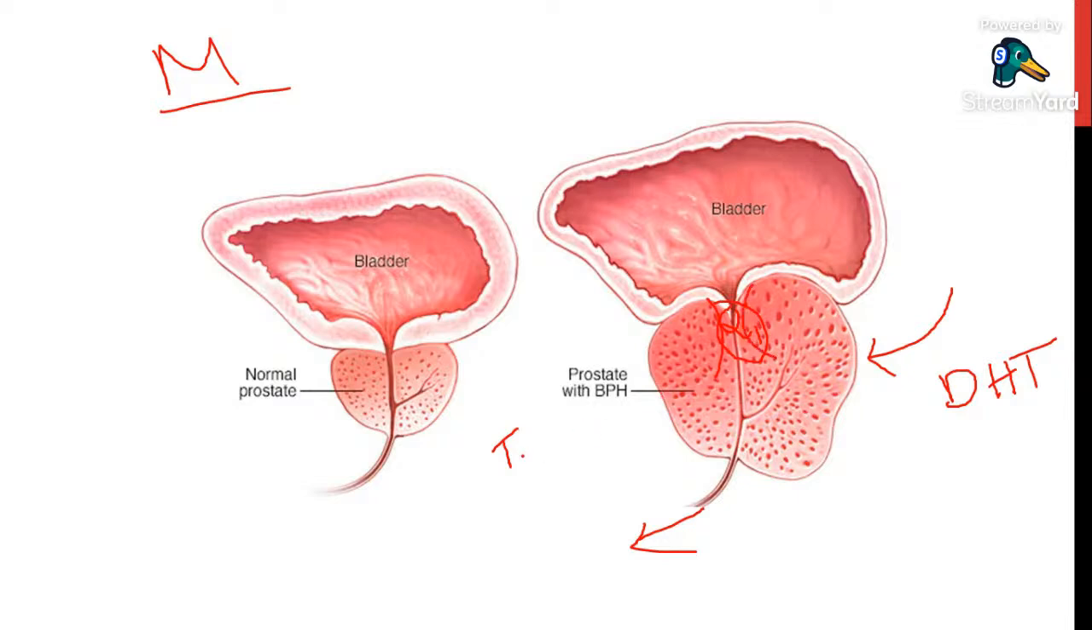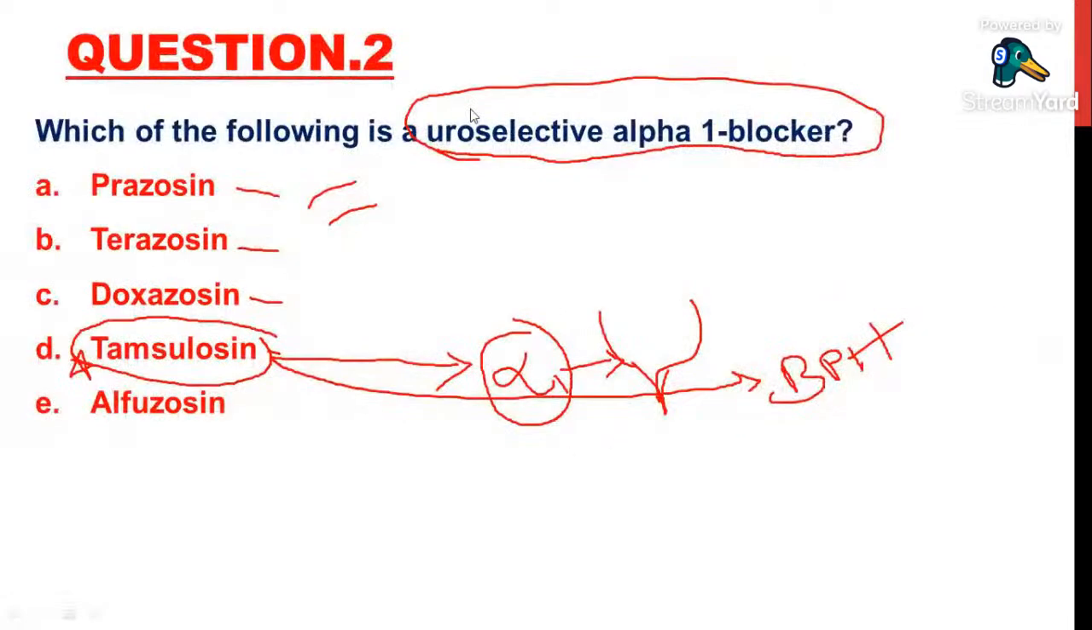And along with tamsulosin, we use dutasteride, which will inhibit the 5 alpha reductase enzyme, and by that it will decrease the activity of dihydrotestosterone. So tamsulosin and dutasteride are the drugs which are given in combination in benign prostatic hyperplasia. I think this point is clear to you.